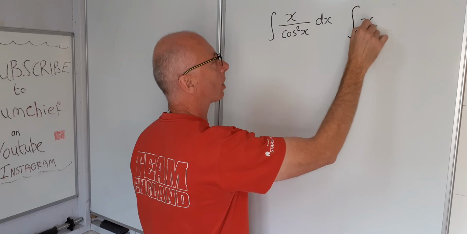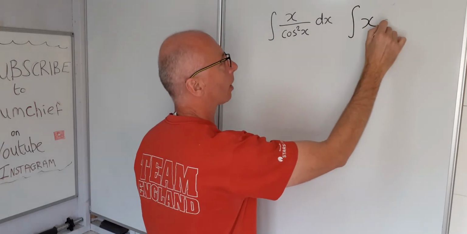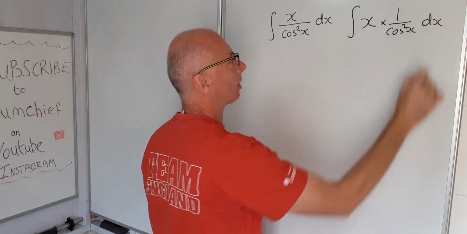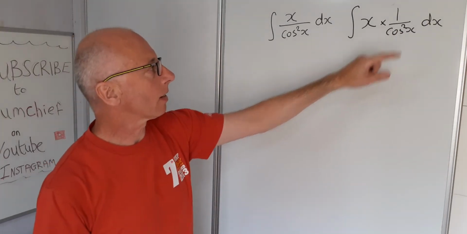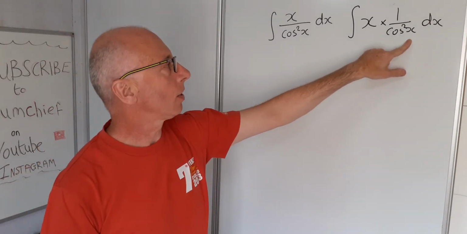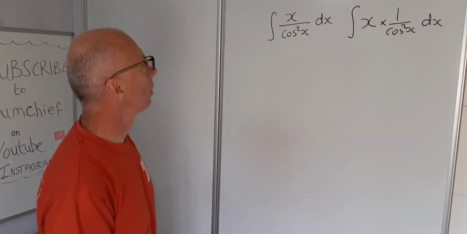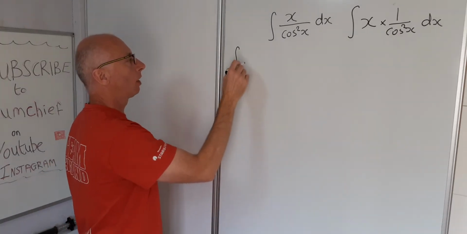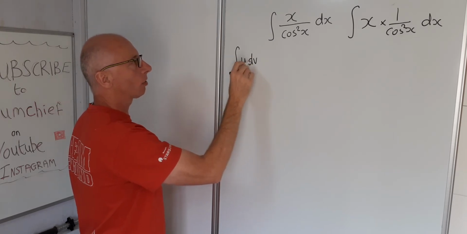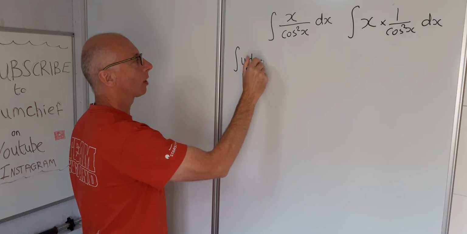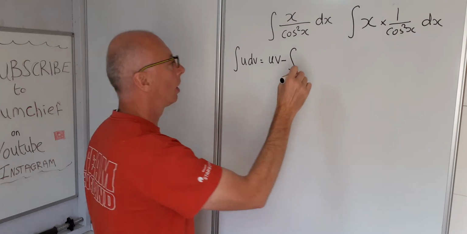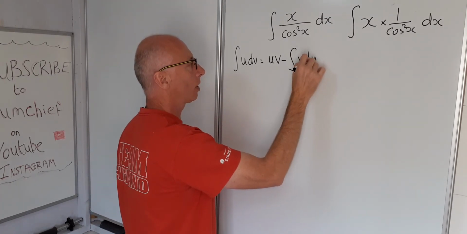So what we can say is this function is x times 1 over cosine squared of x dx, all with respect to x. So from looking at this, it is an integration by parts question. So let's just write down the formula for integration by parts. The integral of u dv equals uv minus another integral of v du.